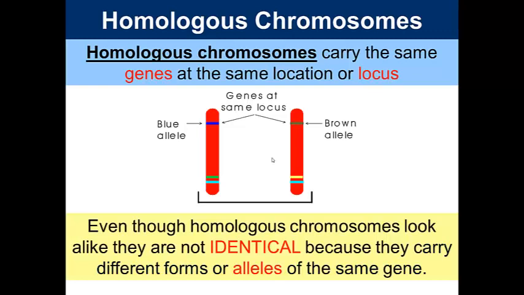Even though homologous chromosomes look alike, they are not identical because they carry different forms, or different alleles, of the same gene. Alleles means that the gene has some minor variations.